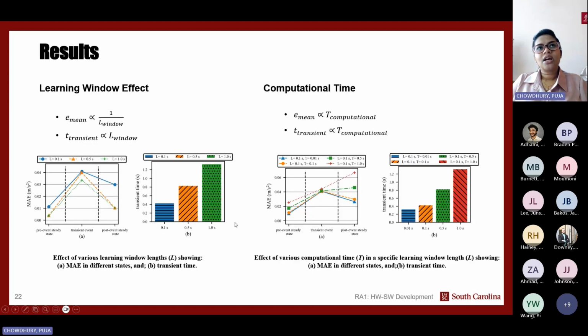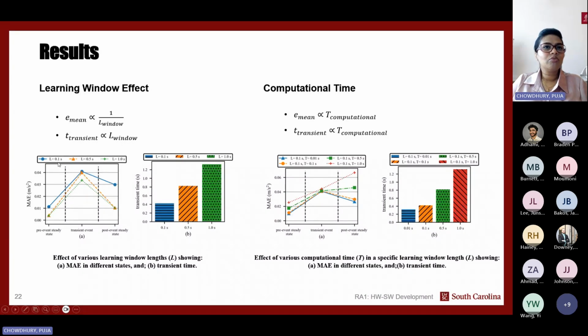From this software analysis, we make two types of hypotheses, or two types of effect analysis. First, the learning window effect. In the learning window effect, we can see in these two figures that error and learning window have a reciprocal, inverse relationship. In the first figure, we can see that in all three events, if the error goes down, the window goes up. They are inversely related.